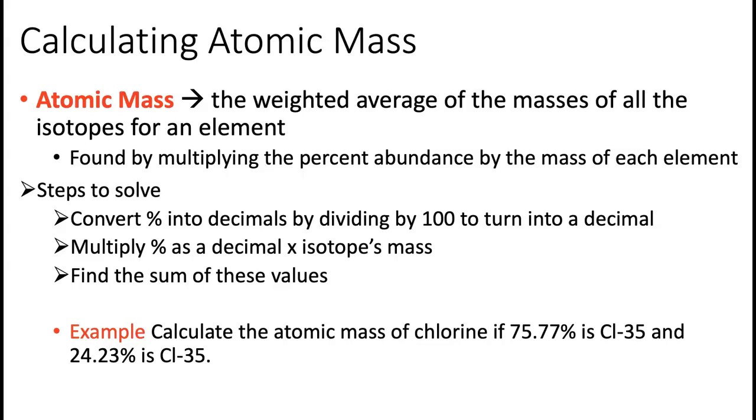And so what we have to do is, if we collected these chlorine atoms, we would look at the percentage of them that have a mass of 35. What percent have a mass of 34? What percent have a mass of 36? And we would look at those percentages, first turn those percentages into decimals, then multiply that by the mass, and then add them all together. And so let's look at an example.